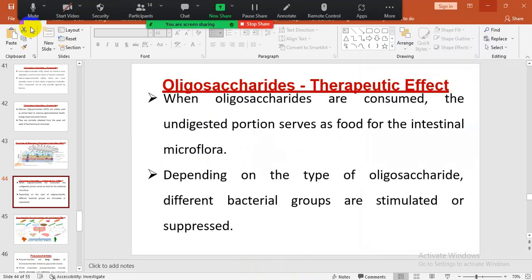Like I said, when oligosaccharides are consumed, the undigested portion serves as food for the intestinal microflora. Somebody was explaining microflora. When you look at your armpit or axillary region, or your pubic region, that place is always very wet. Why is it wet? Because that place is where the organisms live most. Most microorganisms love that place. That's where they sleep, they play, they cook, they do everything.